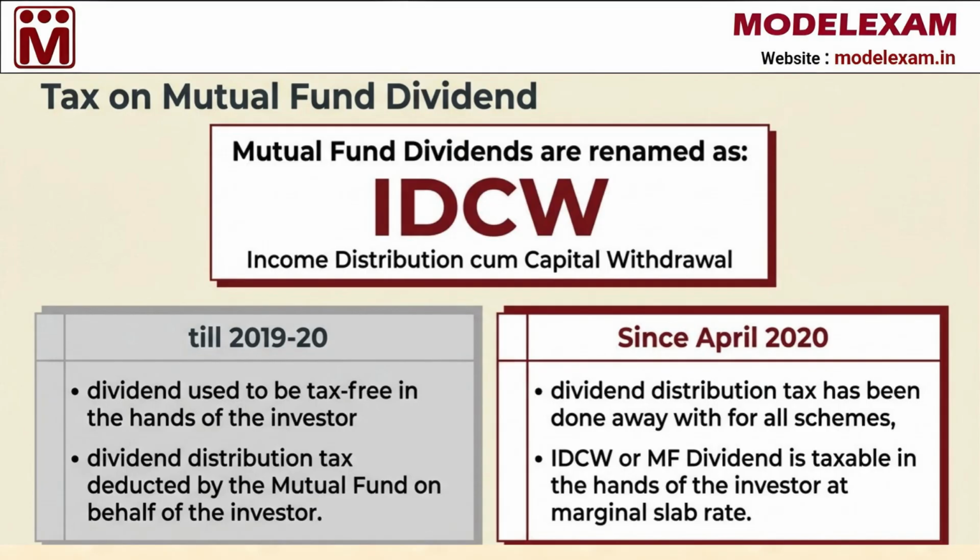However, starting from April 2020, this entire system was changed. The dividend distribution tax was removed for all mutual fund schemes. From that point onwards, the IDCW or mutual fund dividend became fully taxable in the hands of the investor, meaning the investor now has to pay tax on this income based on their own income tax slab rate.